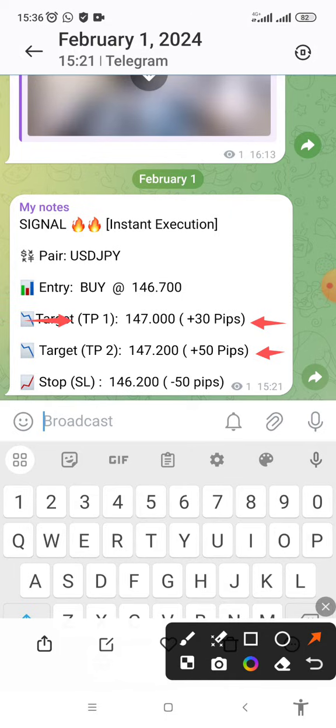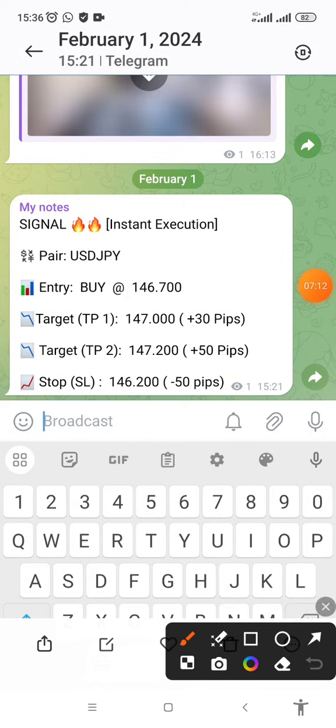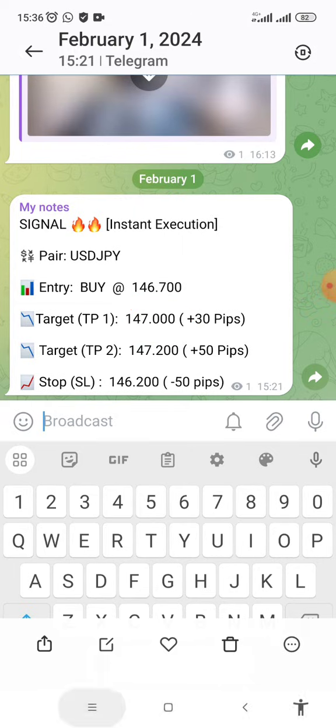So you ask yourself, what is the price of take profit 1? The take profit 1 is 147.000. So you need that price, which is this price over here. You need to take note of this price here, the 147.000. That is what you will need to modify on the trade that you have taken.